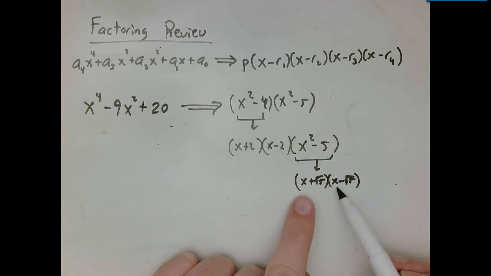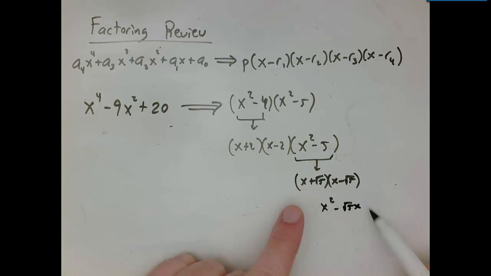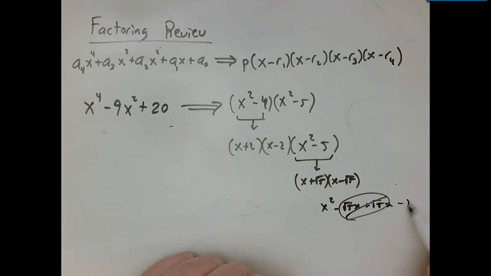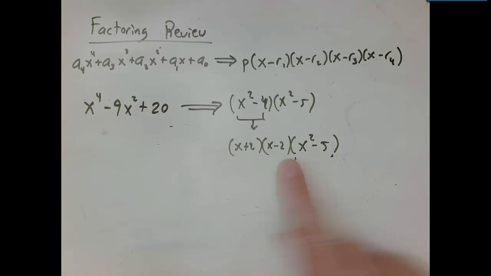We'll have x times x as x squared, then we'll have minus root 5x, and then we'll have plus root 5x. And so those cancel each other. And then we'll have minus root 5 times itself, which is minus 5. And that's what we started with. So the pattern for the difference of squares you can apply even to numbers that are not square numbers.